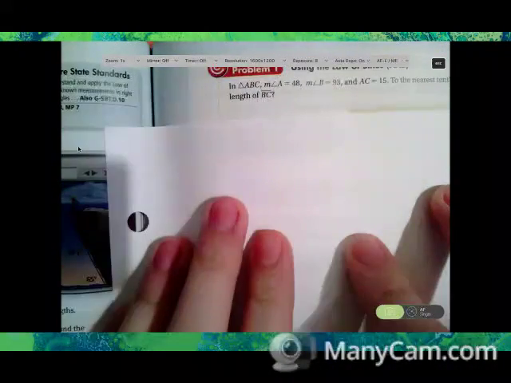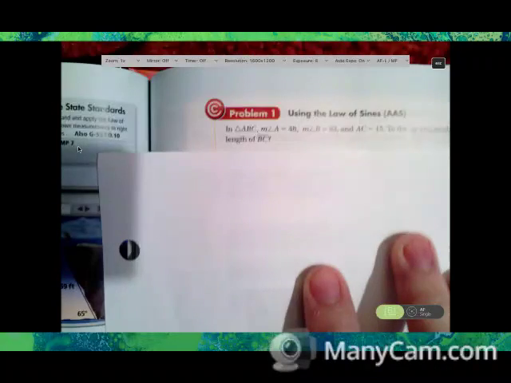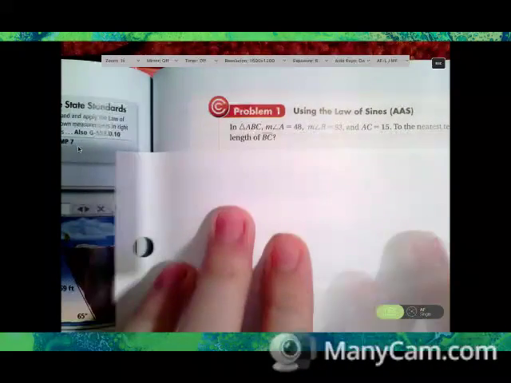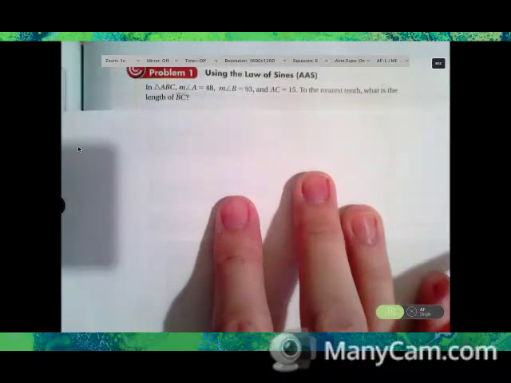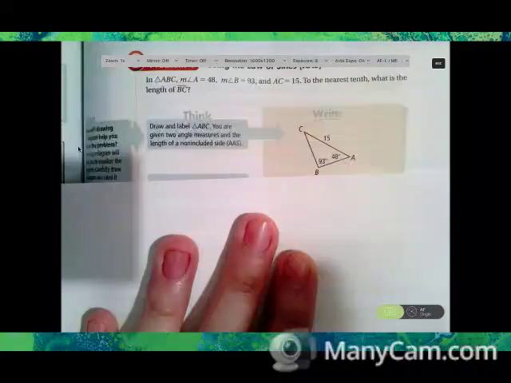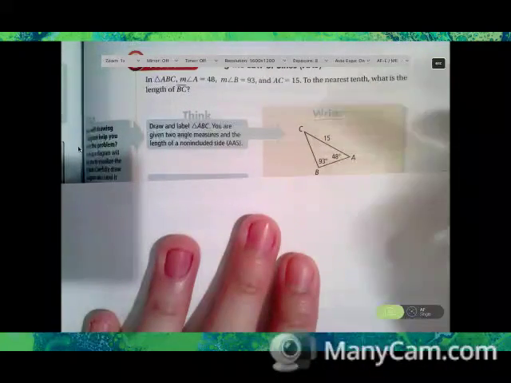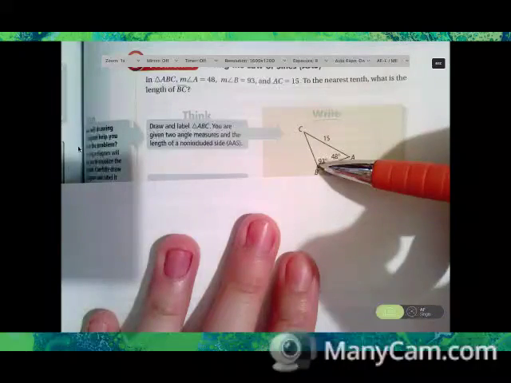In triangle ABC, the measure of angle A equals 48, the measure of angle B equals 93, AC equals 15. To the nearest tenth, what is the length of BC? So this is what we are shown here. This is the information you're given. So let's see the information. All right, so angle B, the leg opposite is CA.